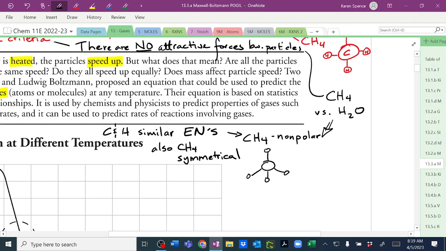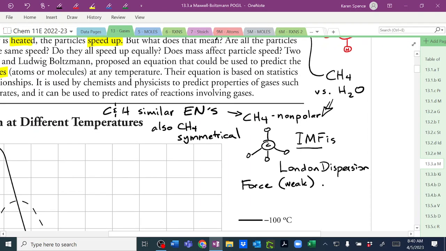Okay, so CH4 is nonpolar, so what is the only type of IMF in CH4? We have a nonpolar molecule. So the only type of IMF is London dispersion forces. Which, as we know, are relatively weak. Just a little review while we're here, right?